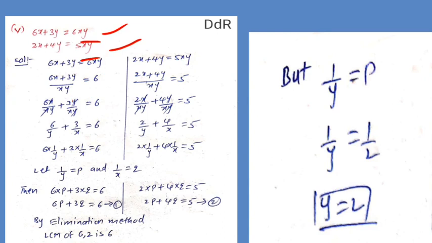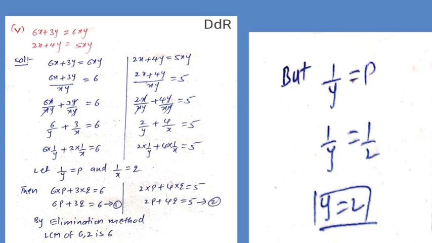So now split into two fractions. 6x by xy plus 3y by xy. So x cancels, y cancels: 6 by y plus 3 by x equal to 6. So 6 by y can be written as 6 into 1 by y plus 3 into 1 by x equal to 6.